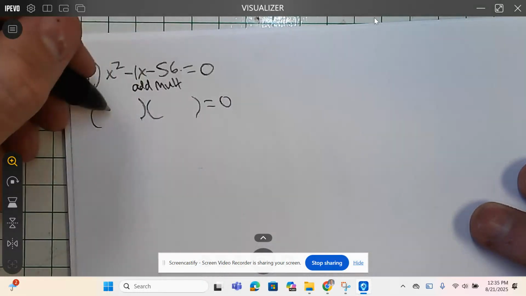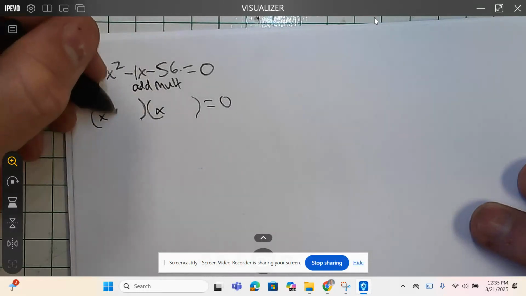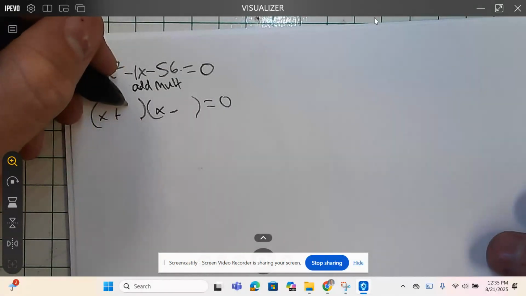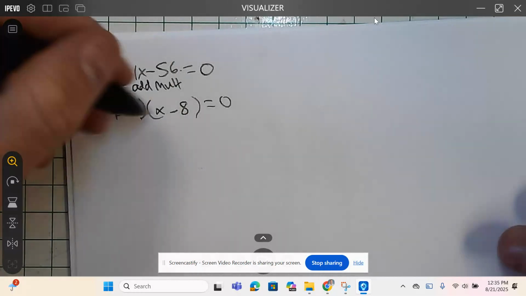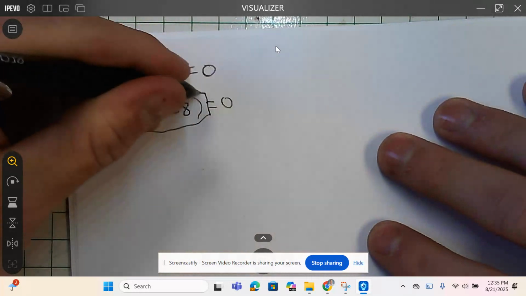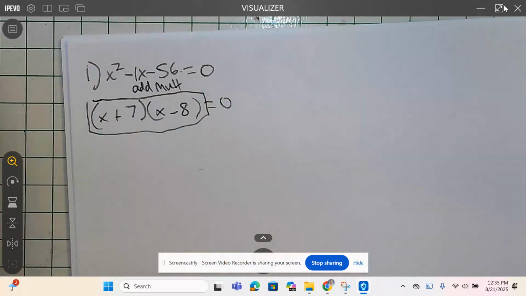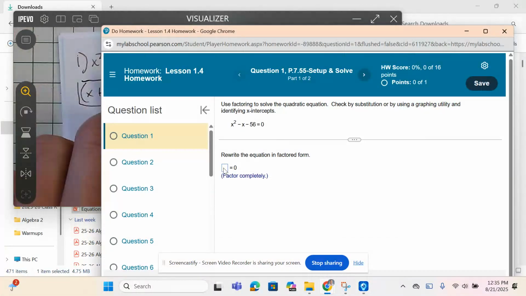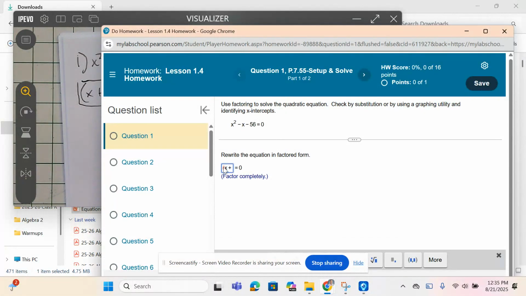So let's think. You've got 1 positive, 1 negative. What about negative 7 and positive 8? Negative 7 times 8 is negative 56. Negative 7 plus 8 is negative 1. So this is actually going to be my first answer: x plus 7 times x minus 8. I'm going to write it in factored form: x plus 7, x minus 8.